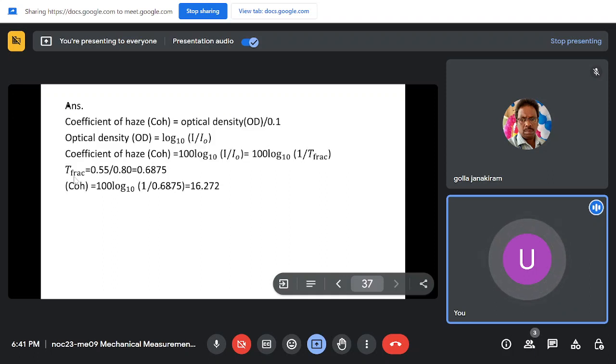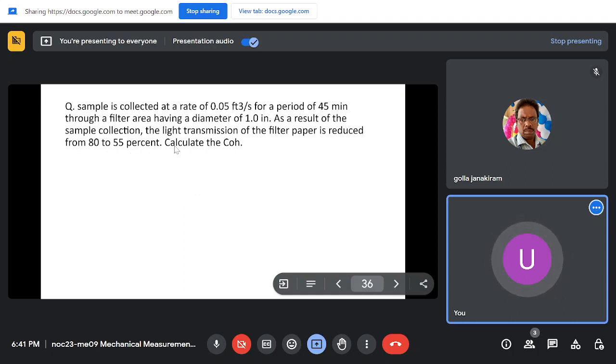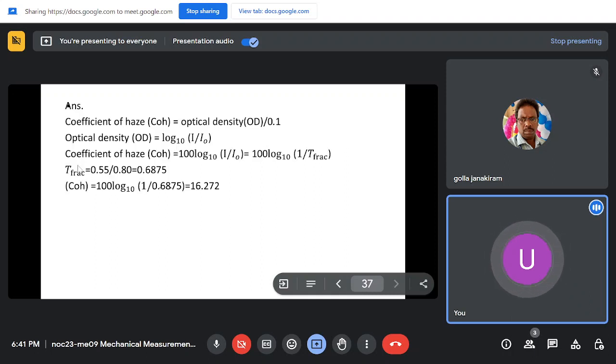So T frac is calculated as the reduced T2 over T1. It has reduced to 55% divided by 80%. Initially it was 80%, and it has reduced to 55%. So T frac can be calculated as 0.55 divided by 0.8, which gives 0.6875. We substitute this in the coefficient of haze relation, so we get coefficient of haze as 100 log 10 of 1 divided by 0.6875, which is the T frac. It will come out to be 16.272. So that is the coefficient of haze.